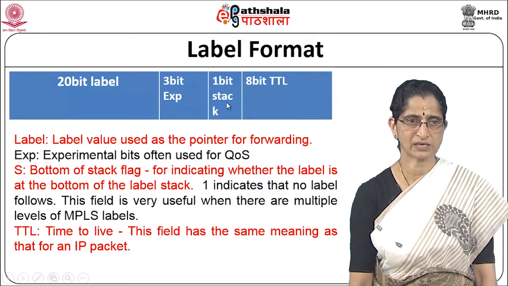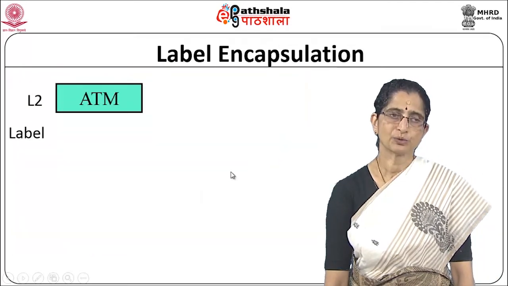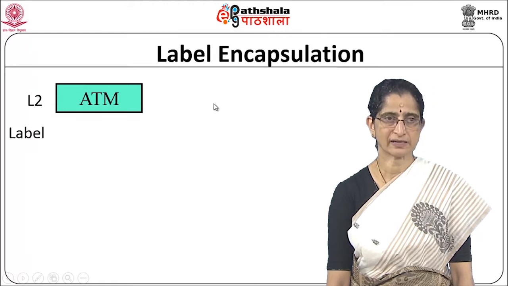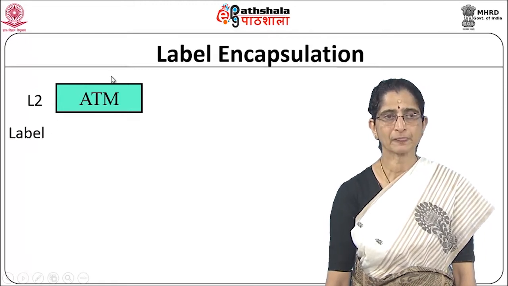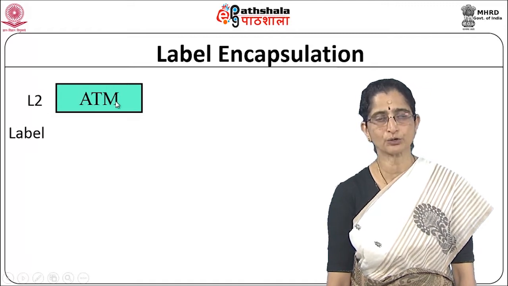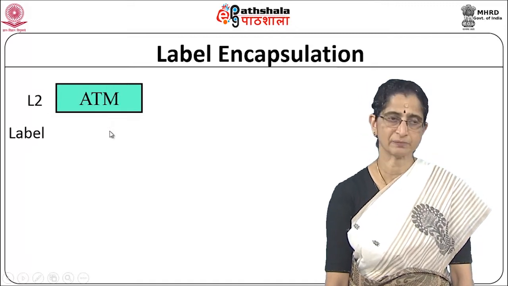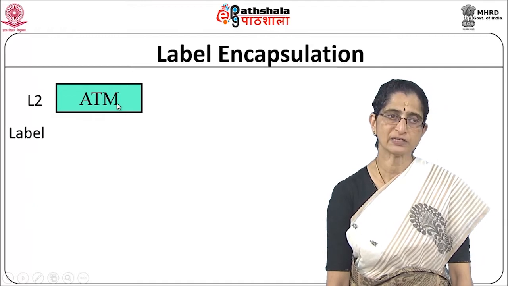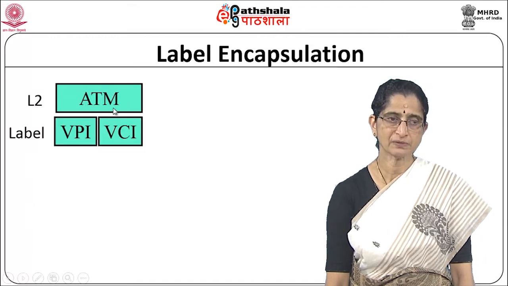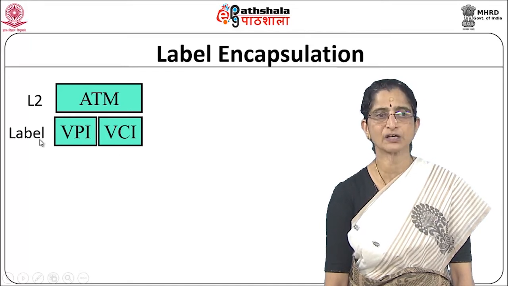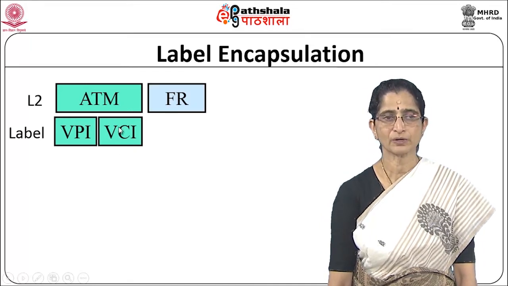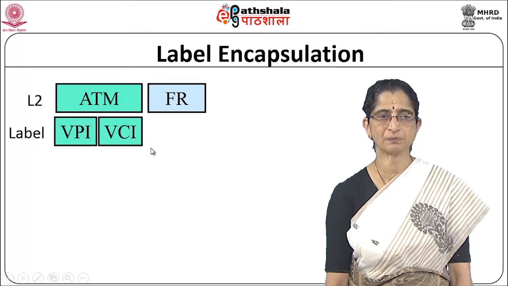So it is treated almost the same way as the IP packet is. In terms of how this label is encapsulated, where exactly this label is stored, for different L2 layer protocols the label is handled in different manners. If your L2 protocol is ATM, then ATM has a VPI and VCI field, and these fields themselves are used as the label. The label is used in the place of these VPI, VCI fields.